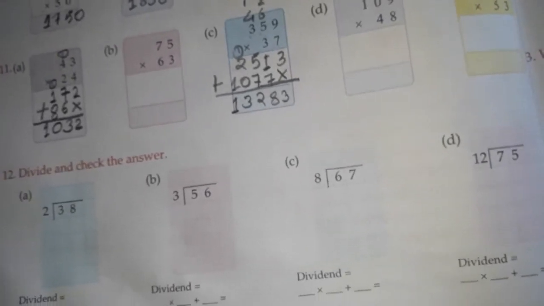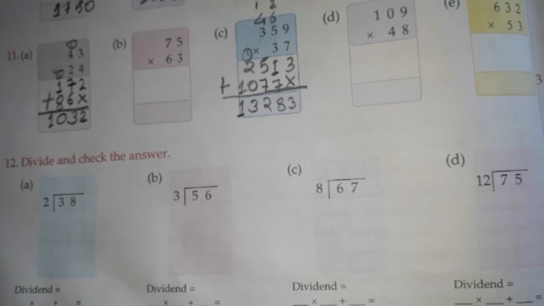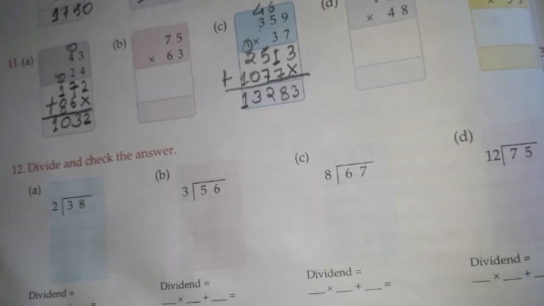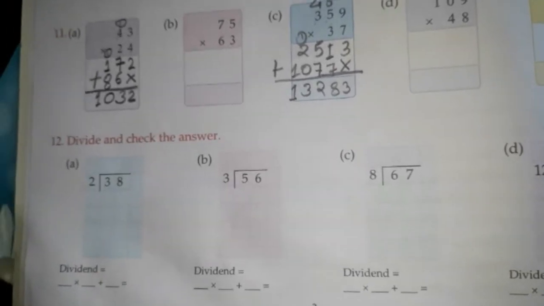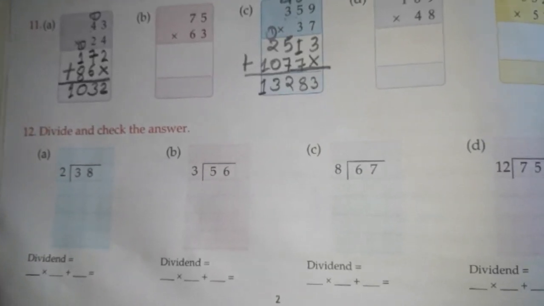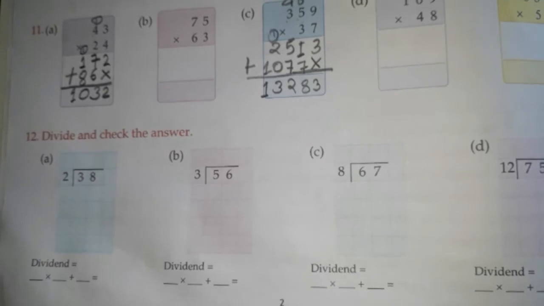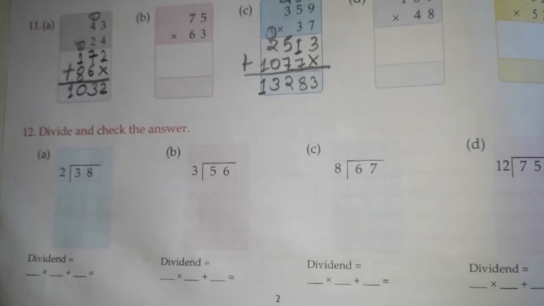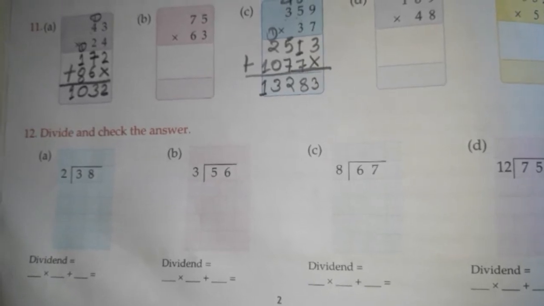The next question is question number 12. Divide and check the answer. We have to divide the numbers and then we have to check the answer which we get after dividing the numbers. So now, do you know what is division? Division means repeated subtraction, or we can say division means dividing the entity or the objects in equal parts.